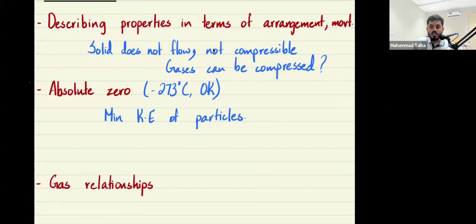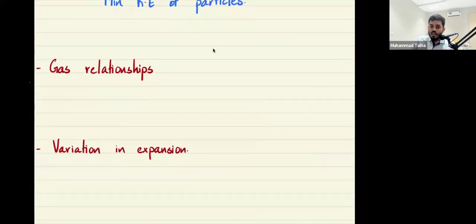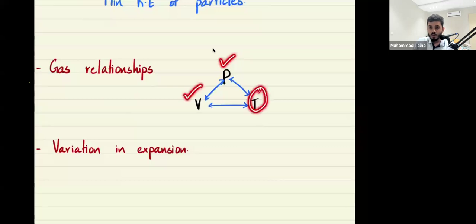All right. So this is the minimum possible temperature, and this is because the particles here would have the least kinetic energy. Then for gas relationships, I've taught you guys this in this way: you really have these three things, P, V, and T, and you might be talking about any two relationships here. So if I'm talking about PV, this means T has to be constant. If I'm talking about PT, V has to be constant. If I'm talking about VT, P has to be constant, right?